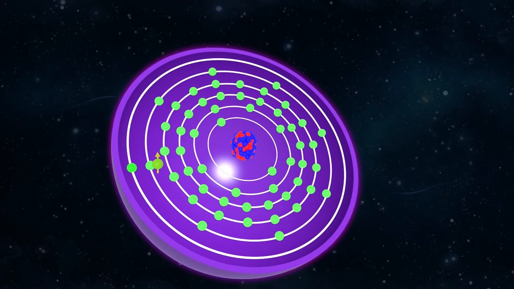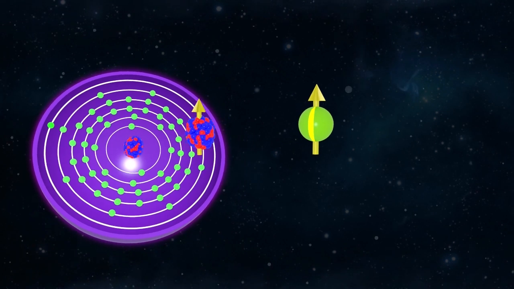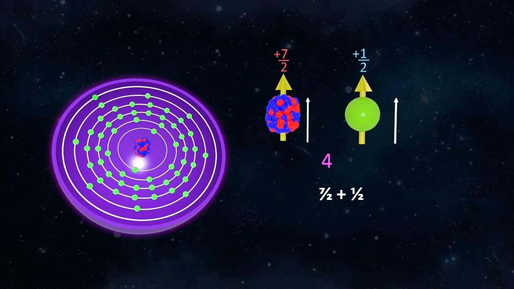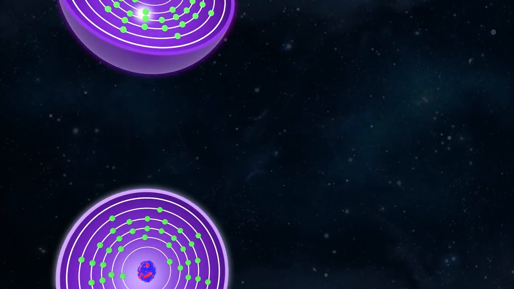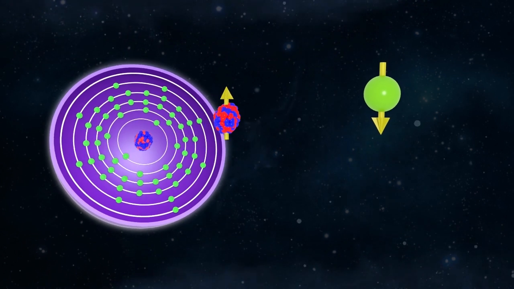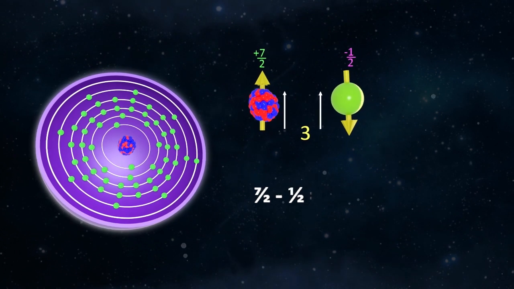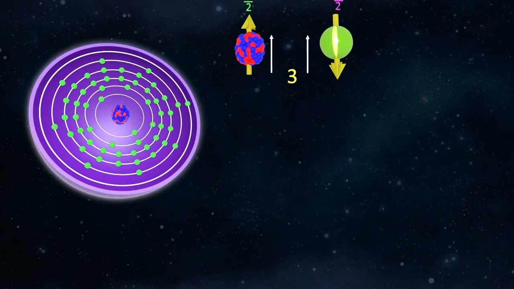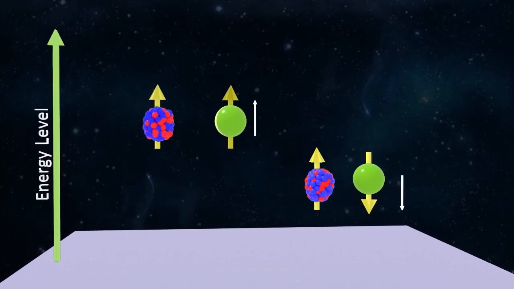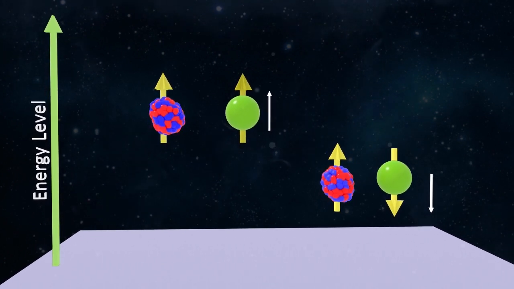One of the sub-levels corresponds to the electron and nuclear spin being parallel, leading to a total spin equal to 7 by 2 plus 1 by 2 equal to 4. The other sub-level corresponds to anti-parallel electron and nuclear spin, leading to a total spin 7 by 2 minus 1 by 2 equals to 3. Sub-level with spin 3 has the lowest energy. Sub-level with spin 4 has slightly high energy.